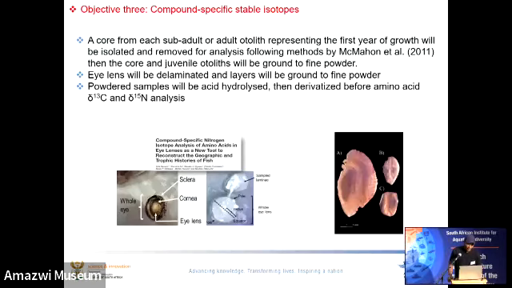So for that, a core from each sub-adult and adult otolith representing the first year of growth will be isolated and removed for analysis following methods by McMahon. And then the core and juvenile otoliths will be ground to fine powder. The same thing with the eye lenses. And then the powdered samples will be acid hydrolyzed, then derivatized, before amino acid carbon and nitrogen isotopes are analyzed. Thank you.